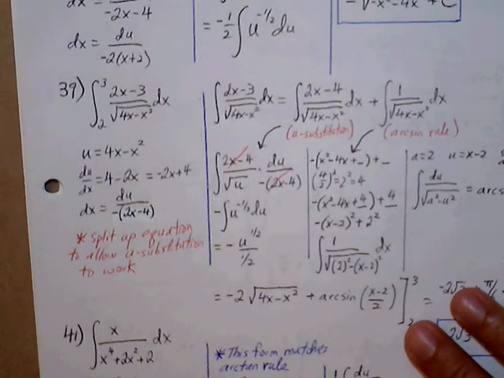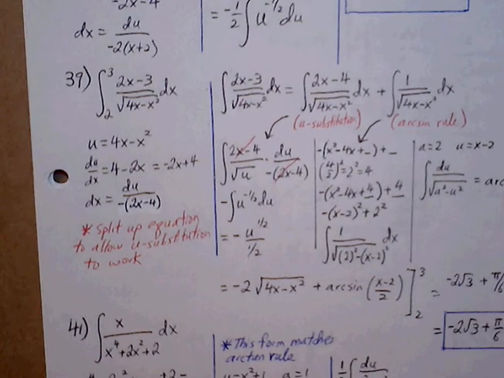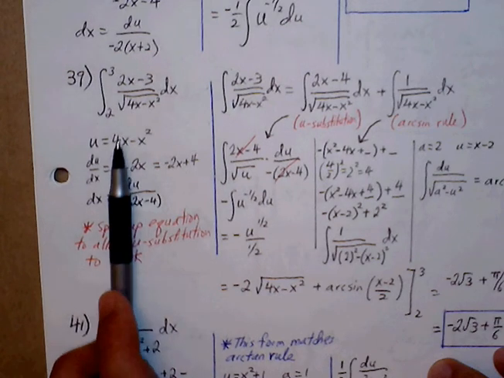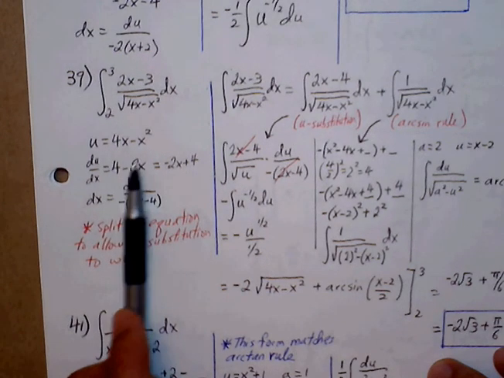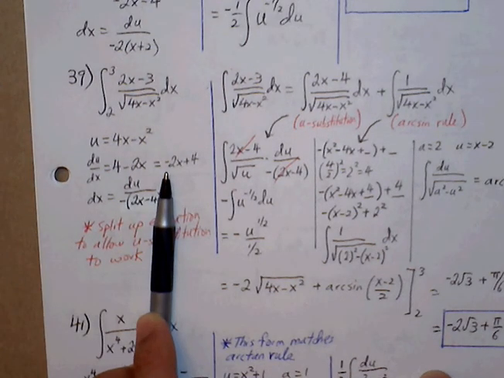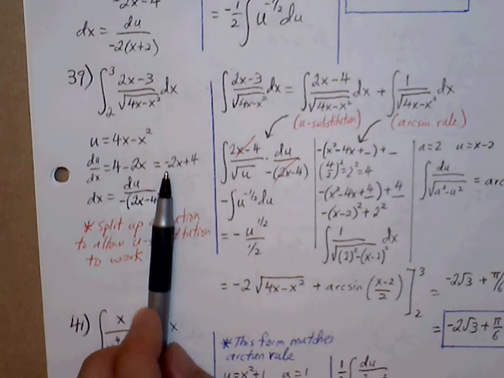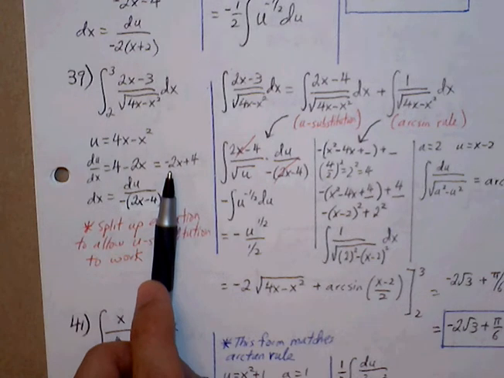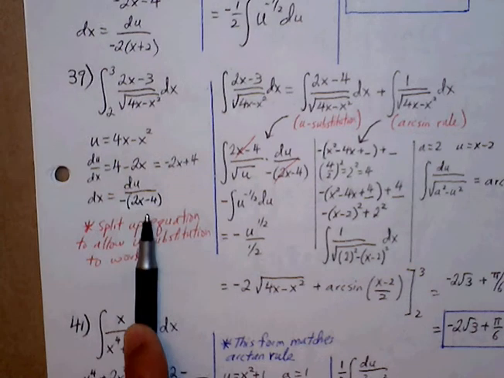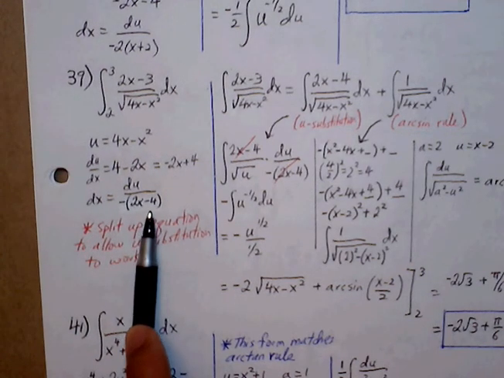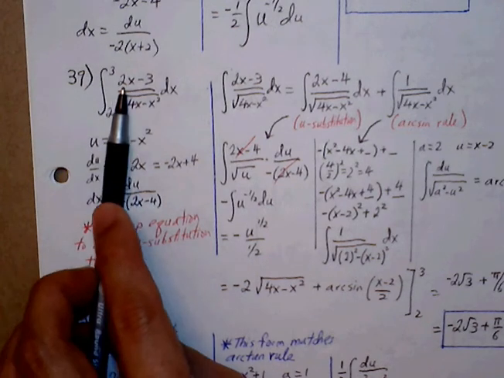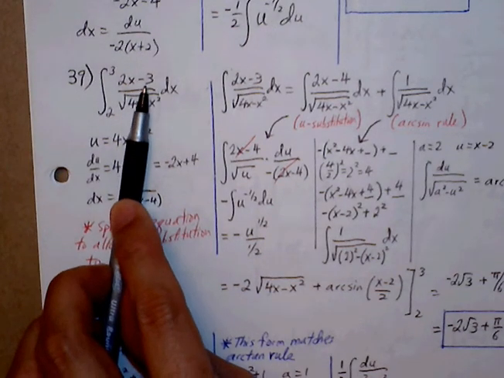All right, 39. If we let the u value be what's inside the square root, we get 4x minus x squared. Our derivative is 4 minus 2x, which is negative 2x plus 4. However, we see that 39 looks a lot like 37, but our u substitution is just not going to cancel out perfectly with the numerator of our original problem.